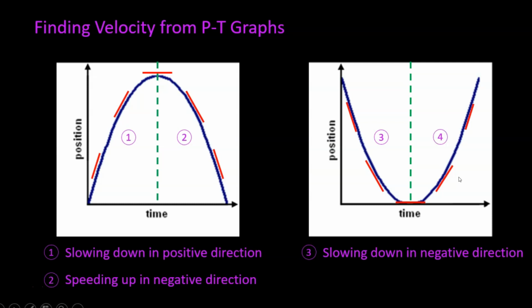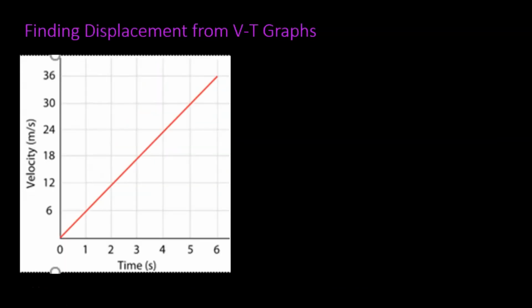And over here in region 4, we go from a 0 slope to steeper. So anytime we go from flatter to steeper slopes, we are speeding up, and in this case, we're speeding up in the positive direction. This is how you can qualitatively assess the motion just by looking at the position time curve. Let's move on. How do we find displacement from velocity time graphs?